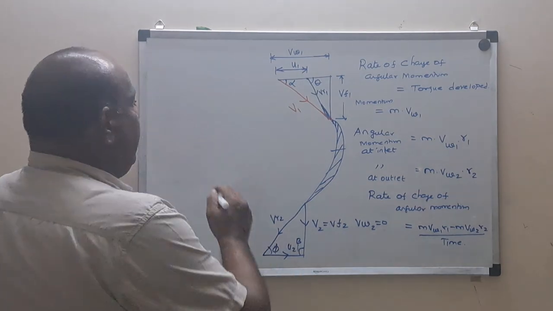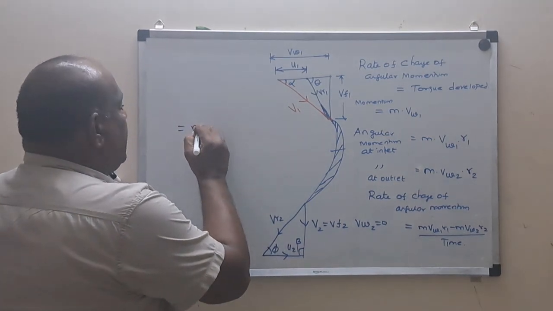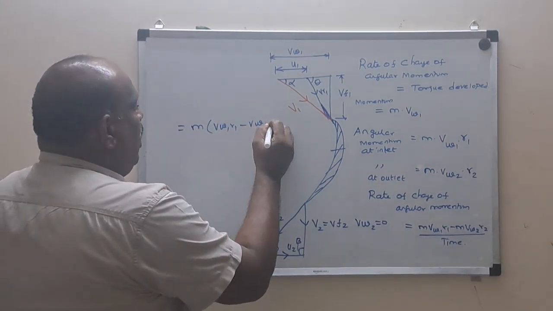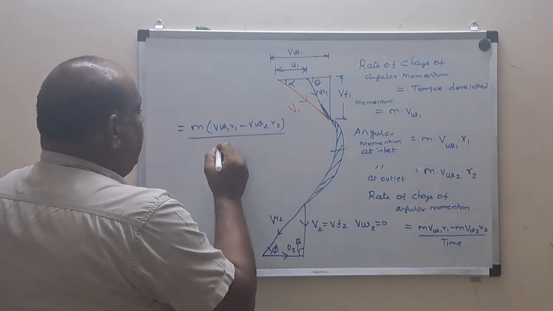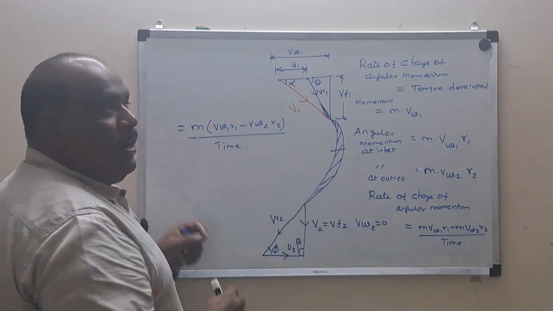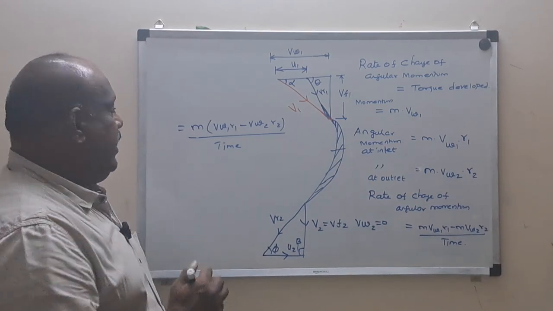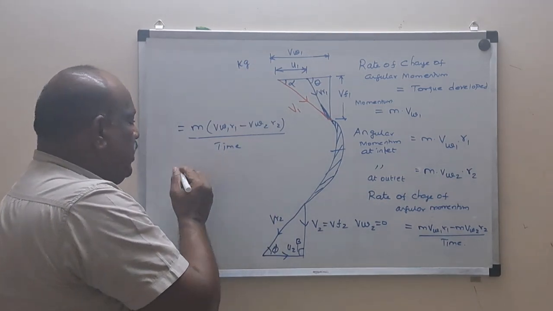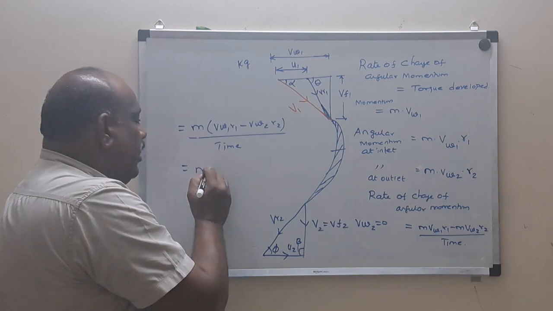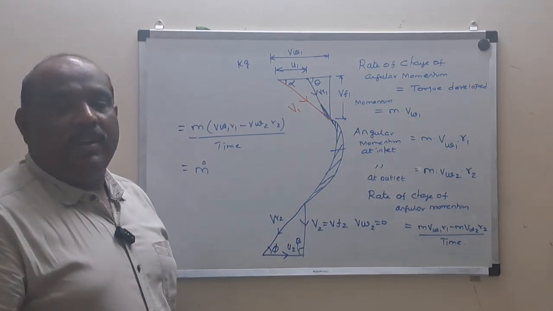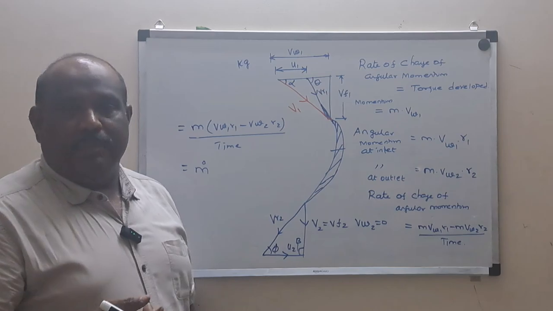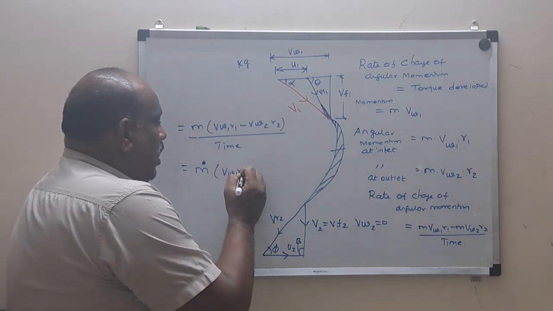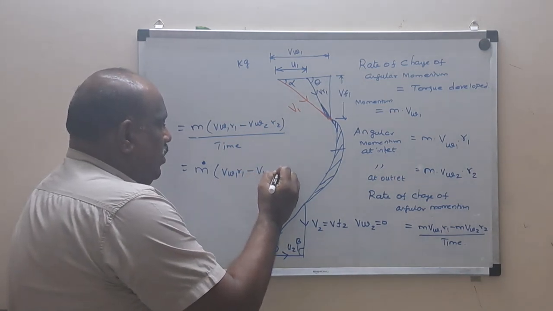Further proceeding, we can see m is common. So m into Vw1 R1 minus Vw2 R2, divided by time. Any quantity divided by time is called rate. The unit of mass is kg and the unit of time is second. So this mass by time will become m dot. What is the unit of m dot now? It's not kg, it is kg per second. Very good. So m dot in kg per second into Vw1 R1 minus Vw2 R2.